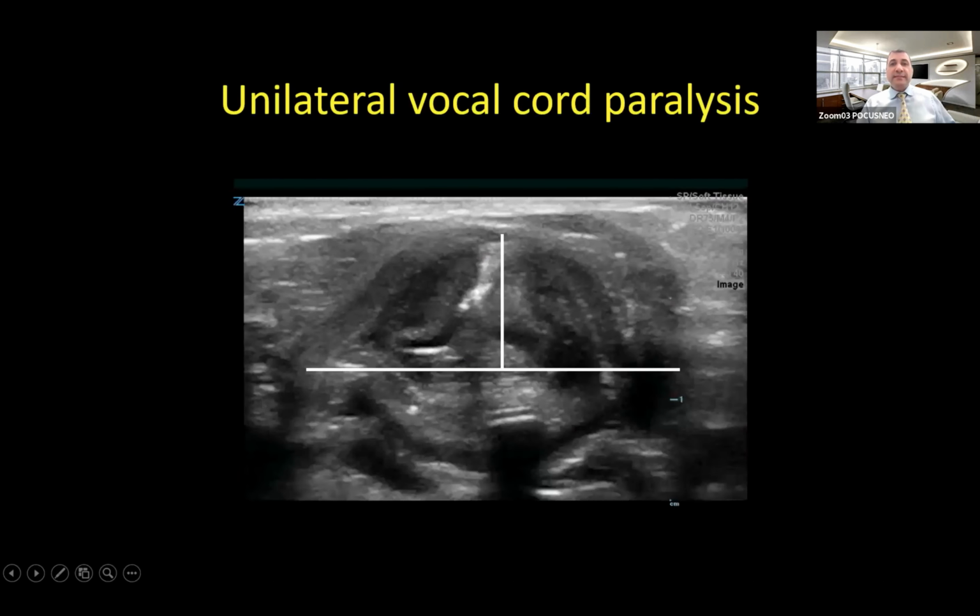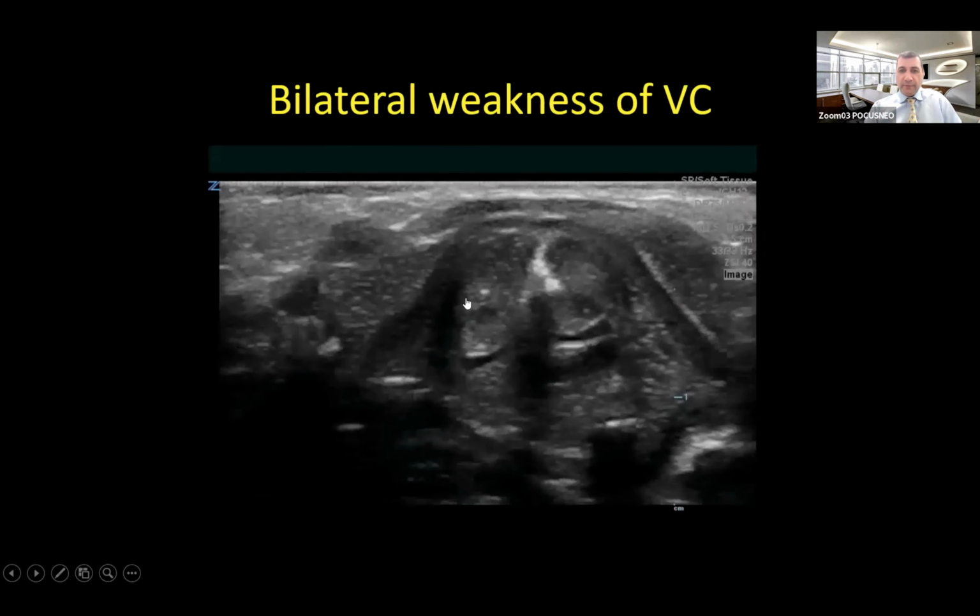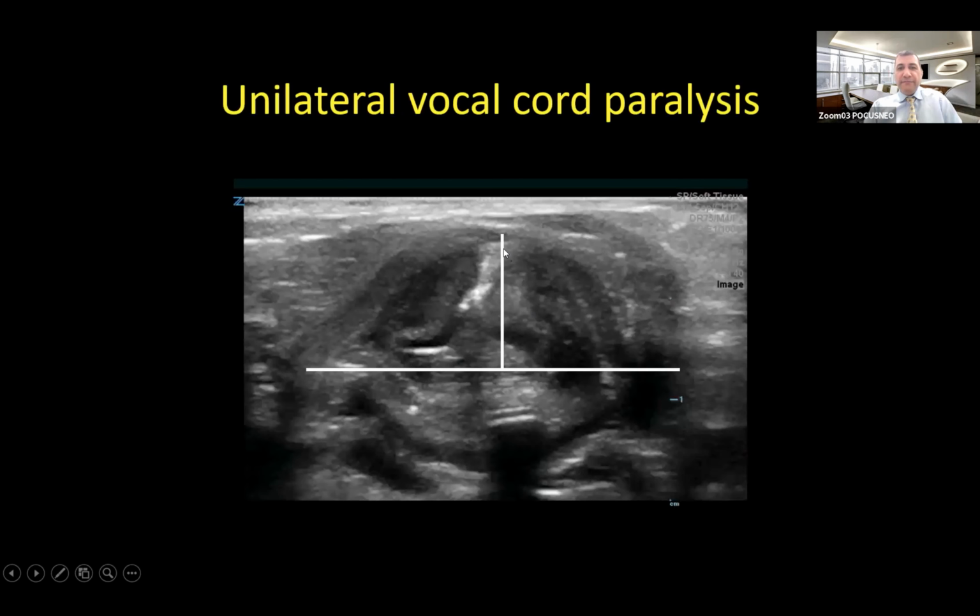How to assess the unilateral paralysis? When you apply the probe over the thyroid cartilage and the vocal cord, you will see the movement just to one side, as you can see, not in this image, and deviated from the midline.